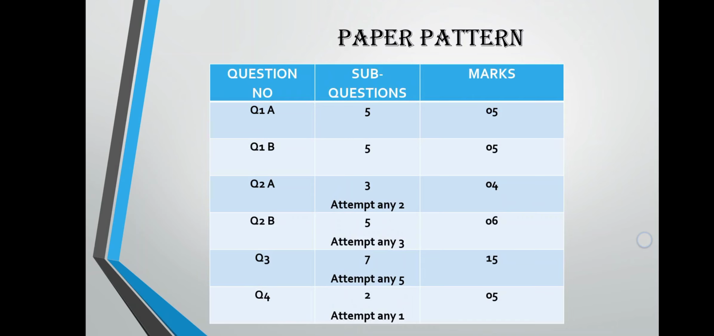As everyone knows, the science paper is a total of 40 marks and 2 hours are given to us for completion of that paper. Now, 2 hours means 120 minutes. Now, let us divide this 120 minutes into small parts so that we can complete the paper in the given time.